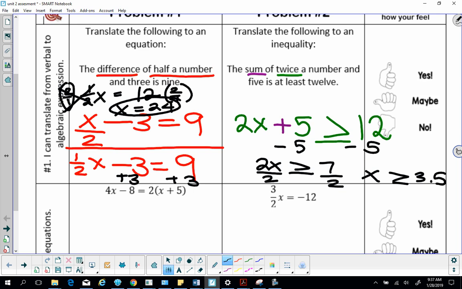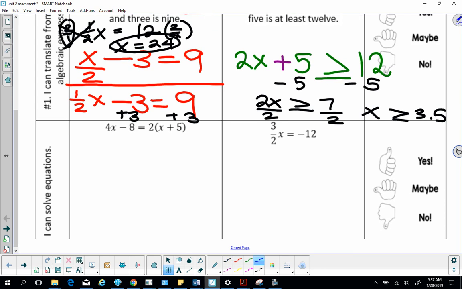When would that sign flip? When you divide by a negative coefficient. When you're dividing by a negative coefficient, the sign flips. So I'm telling you, on your test, there will be answer choices that look like this. There will also be answer choices with the inequality the other way. You'll need to know which one is the correct form.